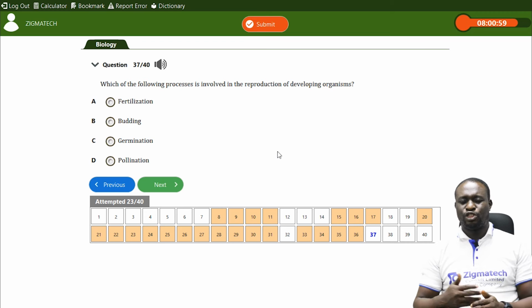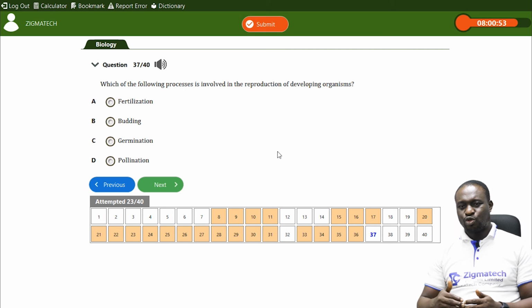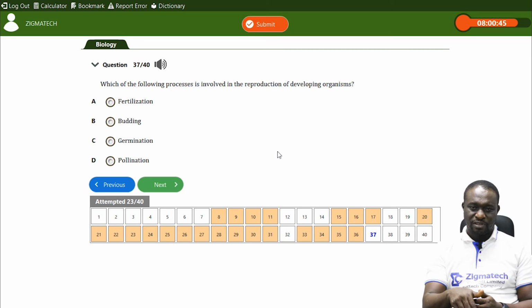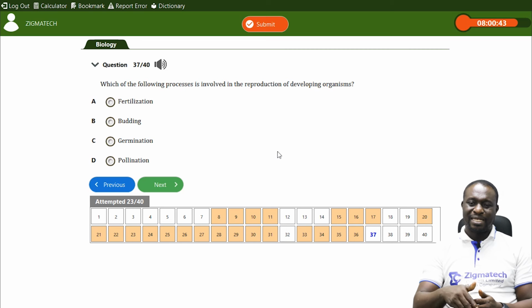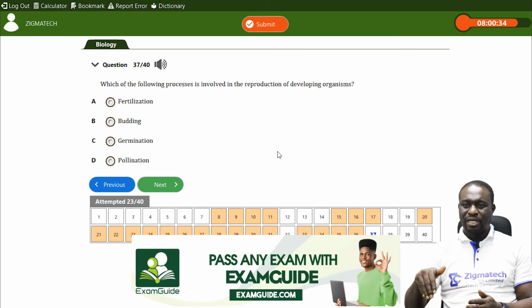Then option C is germination. Now germination is mostly in terms of seeds. That is where seeds actually germinate in order to bring forth living organisms. But before germination will take place, fertilization is involved. Fertilization of flowering plants is involved before germination occurs. So which of the following processes is involved in the process of developing organism?